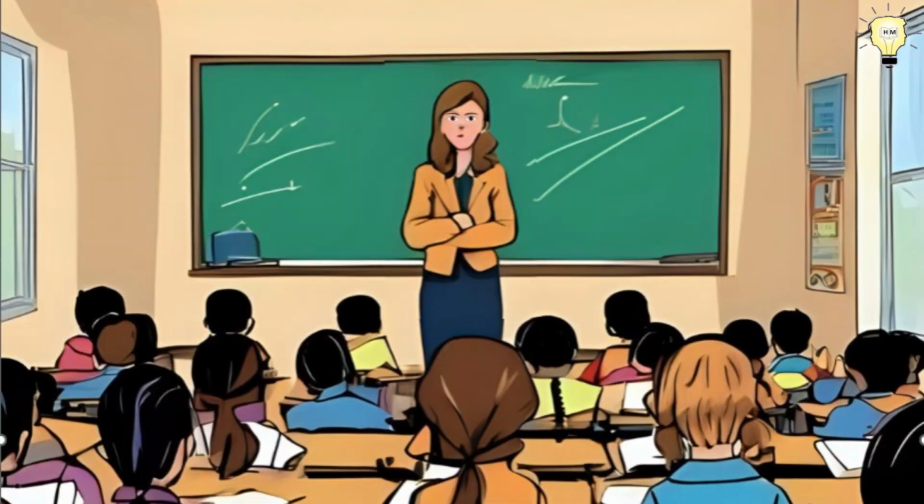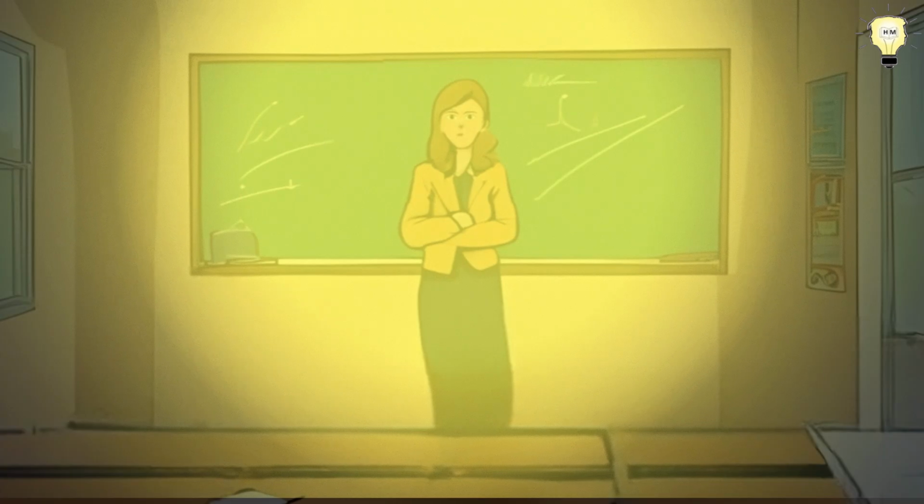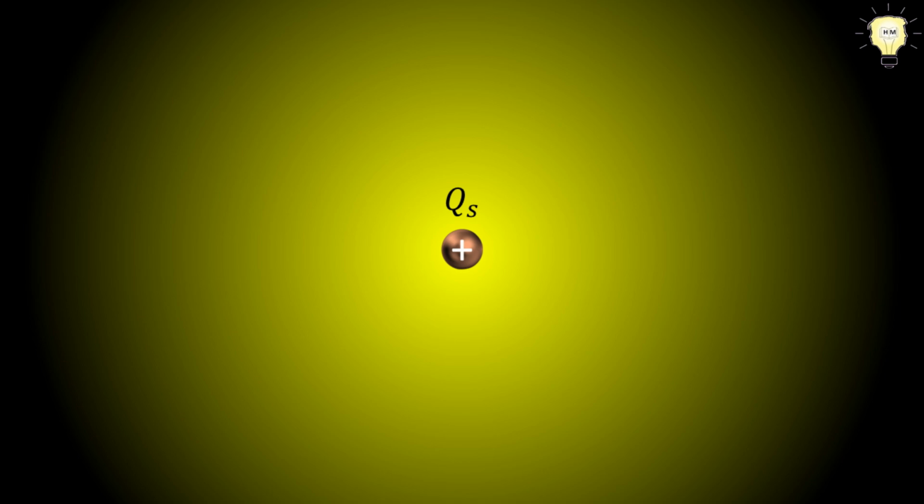Now imagine all the students leave the classroom, but the teacher is still there. Does the region of influence disappear? Of course not. The teacher's ability to influence is still there. It's just that there's no one around to feel it. The same goes for electric fields. They exist around charges whether or not other charges are present to experience them.